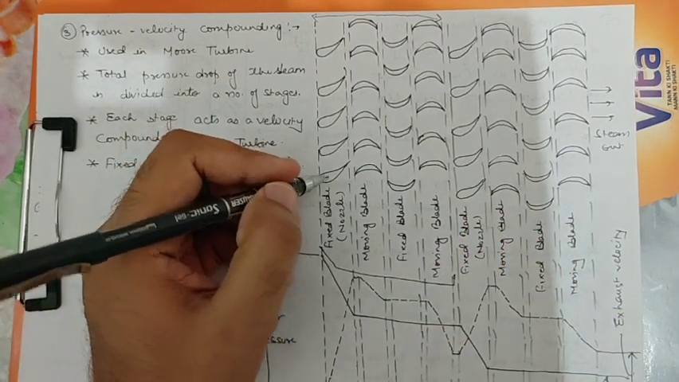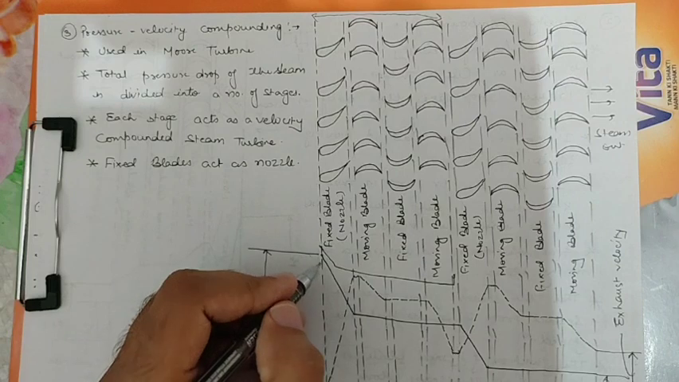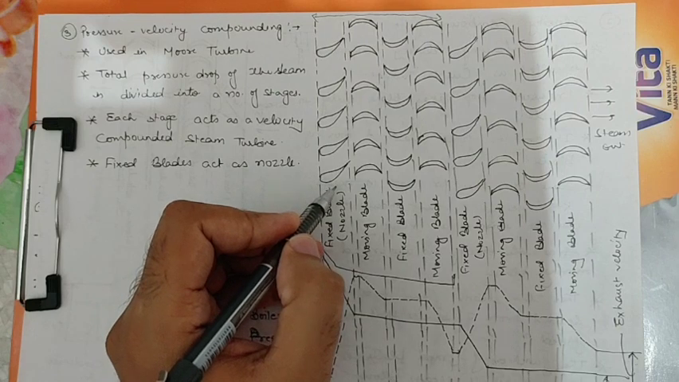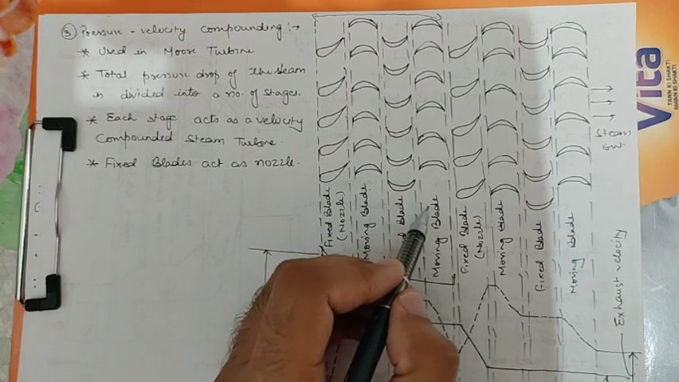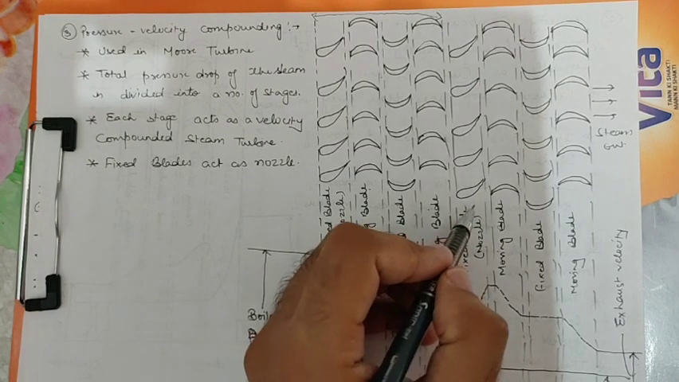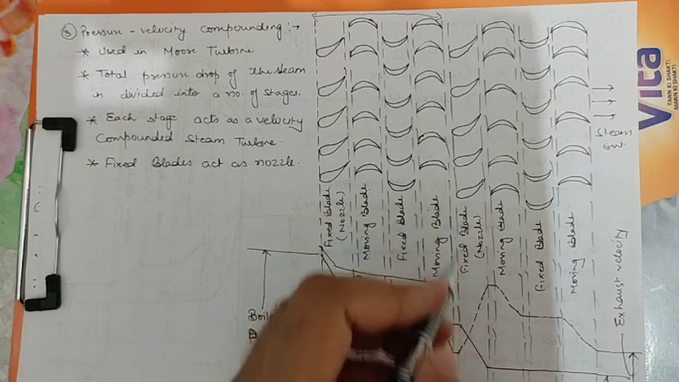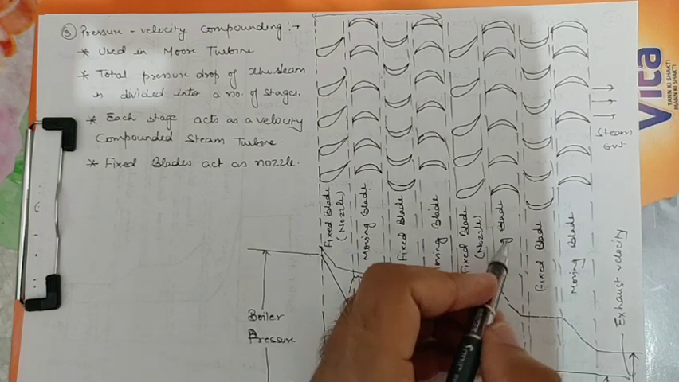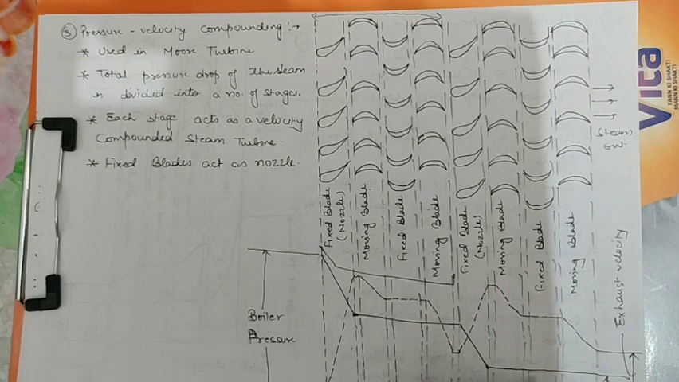So what is happening in this? It is very simple. The pressure drop is taking place in the fixed blade, that is this one. Now there is moving blade, fixed blade, moving blade, like velocity compounding. So after passing through the nozzle, the pressure will remain constant like in velocity compounding. Then again there is a fixed blade that acts as a nozzle. So again there is a pressure drop, and then again there is moving blade. The pressure drop that is here remains constant throughout, and it will reach condenser pressure.